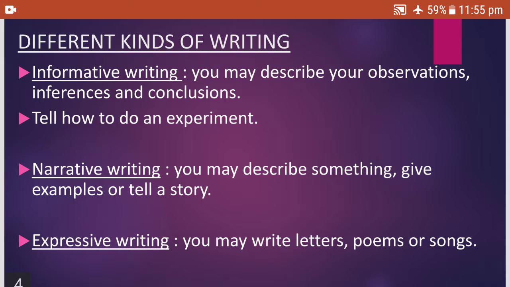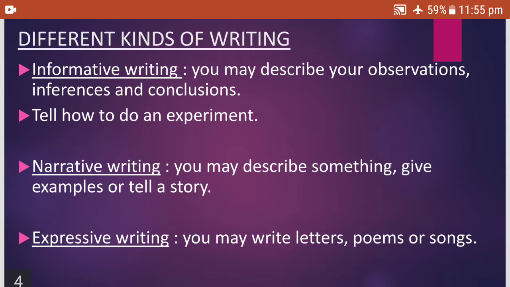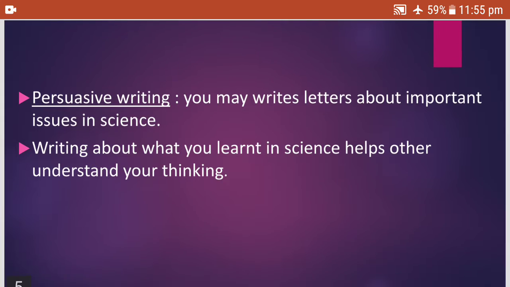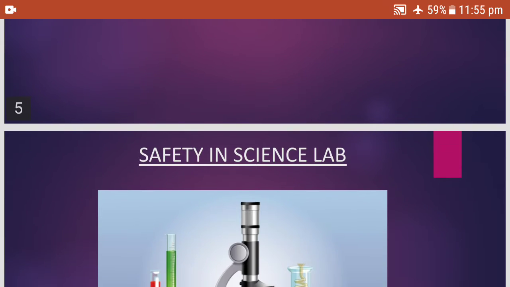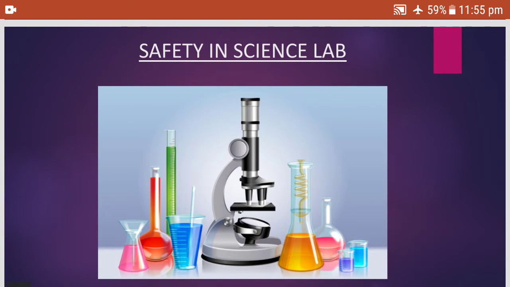Narrative writing, you may describe something, give examples, or tell a story. Expressive writing, you may write letters, poems, or songs. Persuasive writing, you may write letters about important issues in science. Writing about what you learnt in science helps others understand your thinking. So children, you have to learn about these 4 types of writing which are done by the scientist.